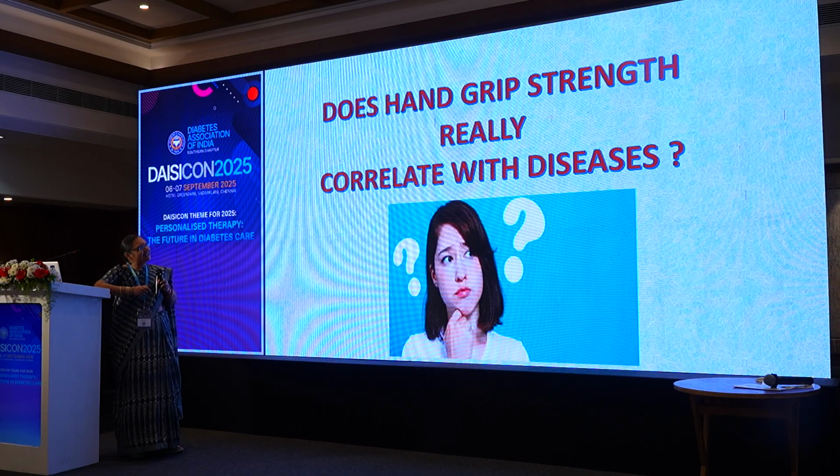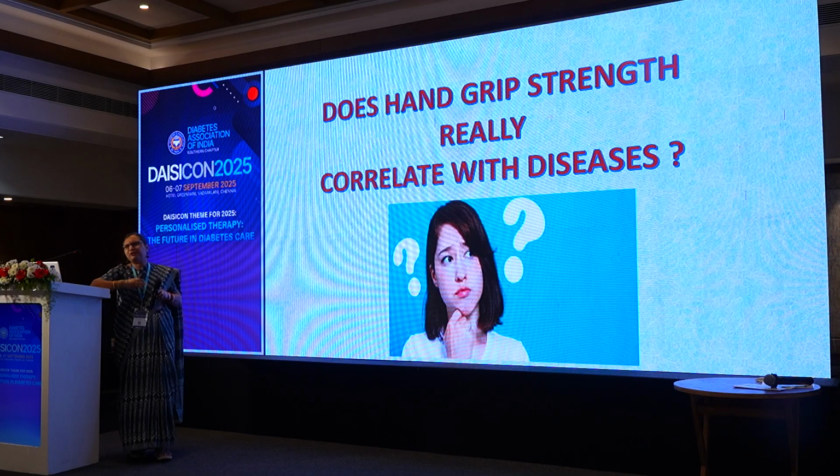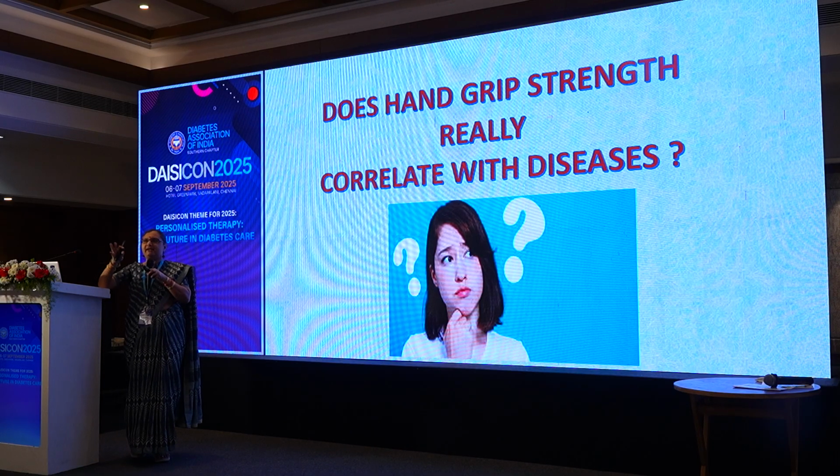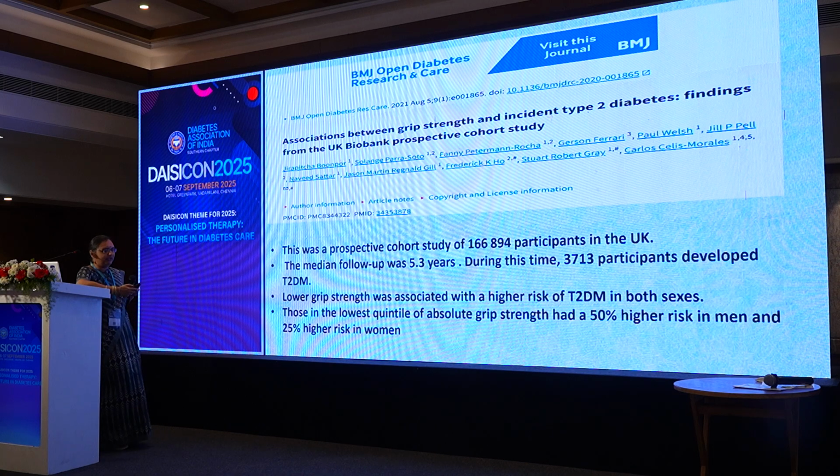Fine. Does hand grip strength really correlate with chronic diseases? Okay, we're talking about so much. It can correlate with falls, I can understand. What about diseases? Yes, we do have papers. Very important papers. A prospective study. Association between grip strength and incident type 2 diabetes.